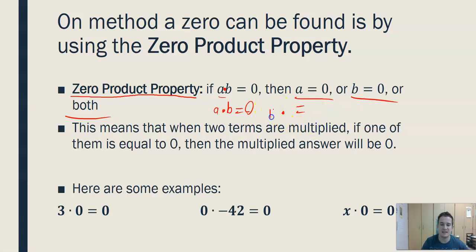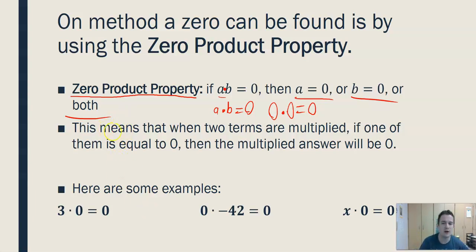Say a is 17 and b is 0. Well, then 17 times 0 is 0. Maybe a is 0 and b is 732. It doesn't matter as long as one of those terms is equal to 0. When I multiply them together, it gives me 0. What if both of them are 0? What if a is 0 and b is 0? Well, 0 times 0 is 0. So it works.